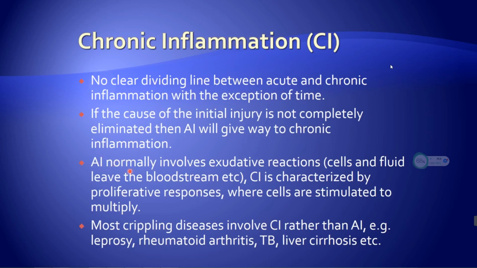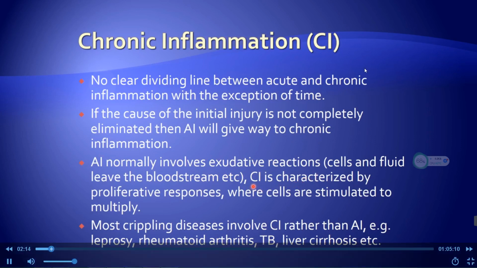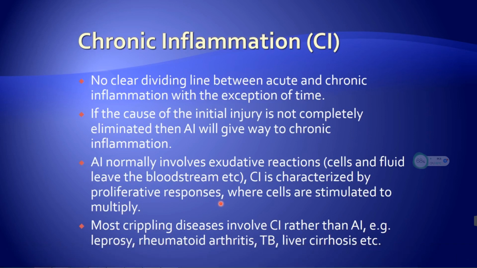When we're looking again at AI, don't forget, it's the exudative reactions. That's what we're looking for. This is different than chronic inflammation. Chronic inflammation is characterized by a proliferative response, where we're stimulating these cells to proliferate. That's the name of the game there. And as we go a little further in depth, you'll see how closely related it is to the immune system. So having a good immune background, which you received last time, is going to help you understand this lecture pretty well.